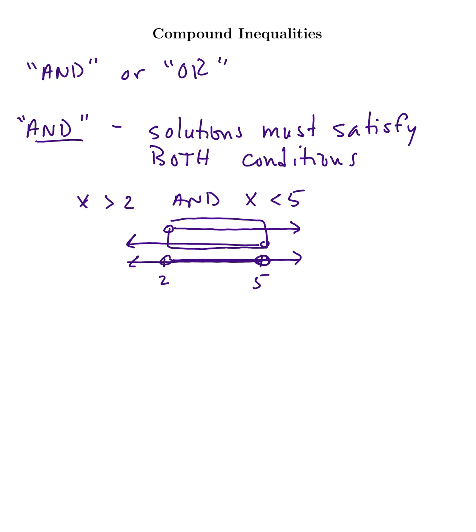However, since it says greater than 2 and less than 5, we would not include 2 and 5 in the solution set. We depict this on a number line by using the open circle. We do this in interval notation by using parentheses.